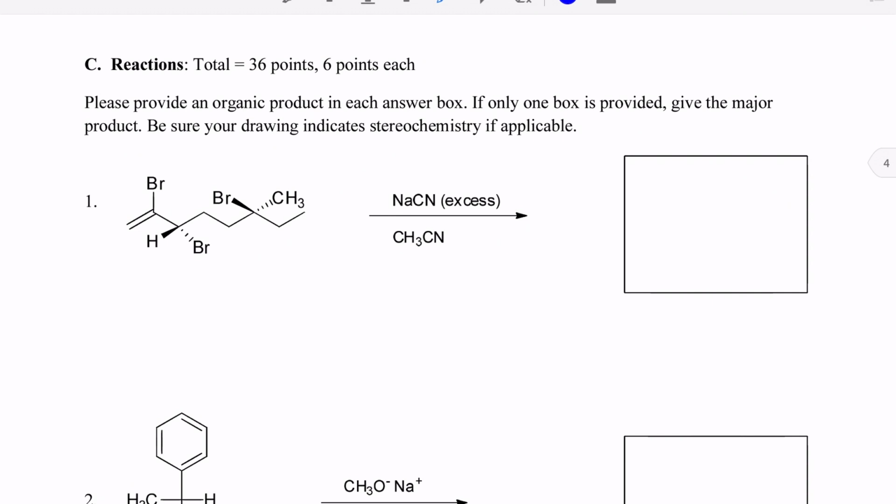So now we reach the reactions part of the exam. And in this part, we're going to be evaluating various reactions given a certain substrate and a few reagents that react along with it. So let's dive in and let's see, for the first reaction, we have a compound that reacts with sodium cyanide in acetonitrile solvent. So let's try to break this down.